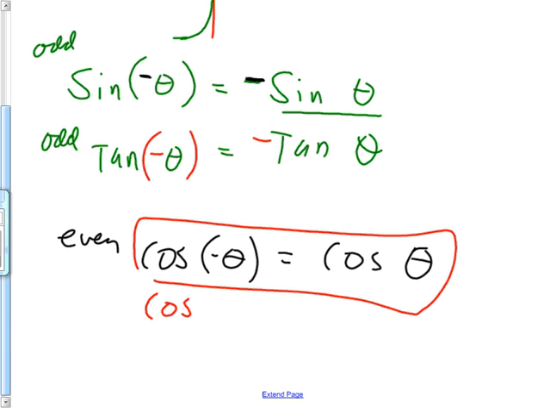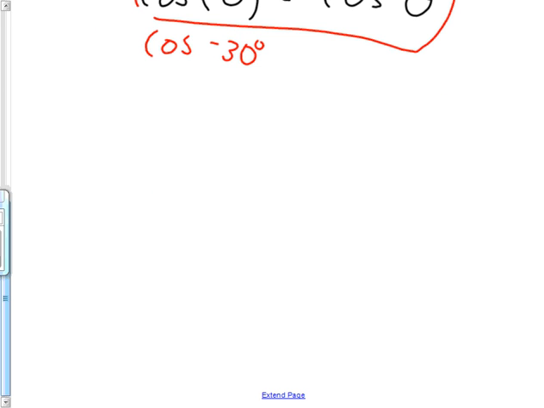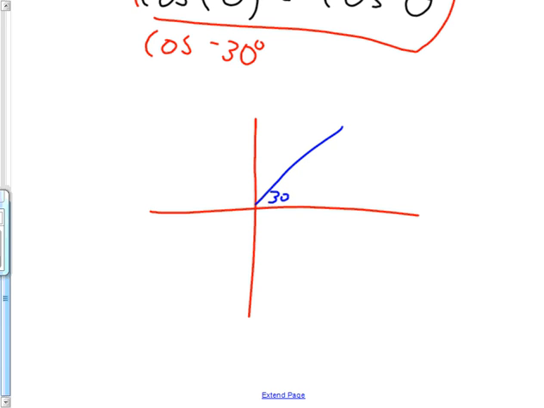So sticking a negative right here doesn't do anything. Cosine of negative 30 degrees is the exact same thing as cosine of regular 30 degrees. And I've got a good reason why. Watch. 30 degrees. Cosine of this. Do you get that the cosine of this would be the x part of it? Remember how cosine is x? If I make a negative angle down here instead, make it negative 30, isn't cosine still just the x part of it?